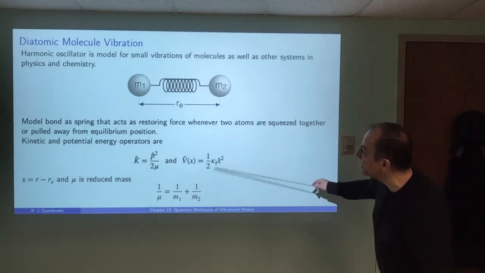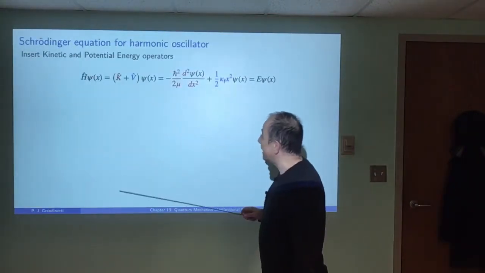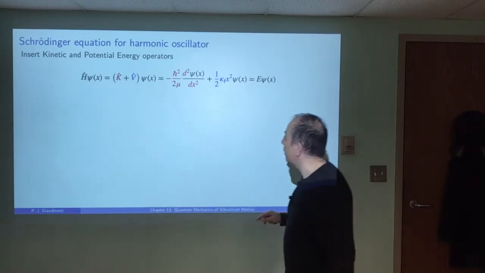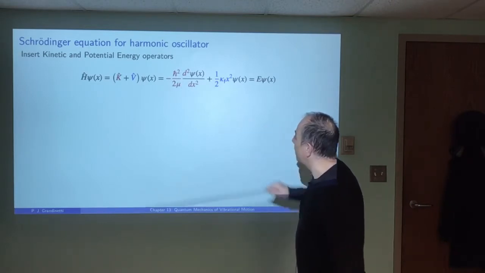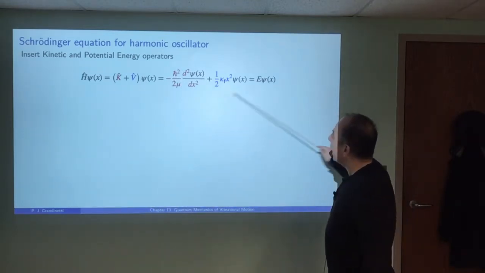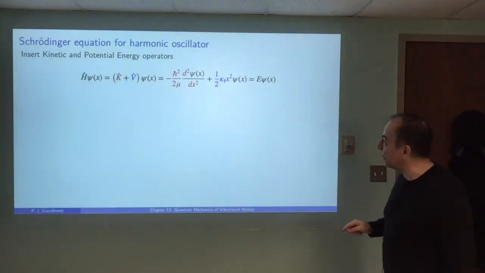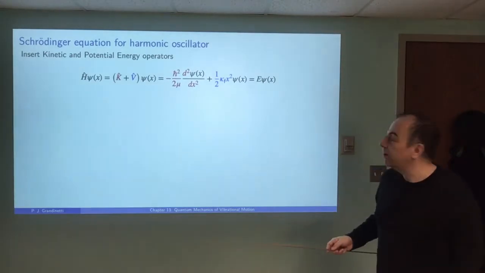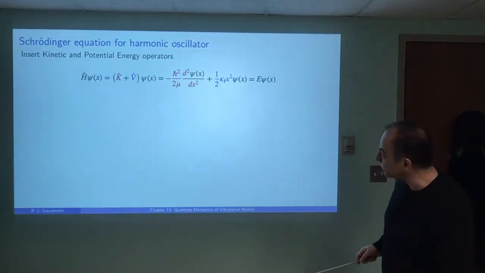Let's put these into the Schrodinger equation, which is H psi equals E psi. For the Hamiltonian operator, we have the kinetic and potential energy operators. In the kinetic energy operator, notice we have the reduced mass, and for the potential energy, we have 1/2 kappa_f x squared. So this is the differential equation that we need to solve for vibrational motion of a diatomic molecule.